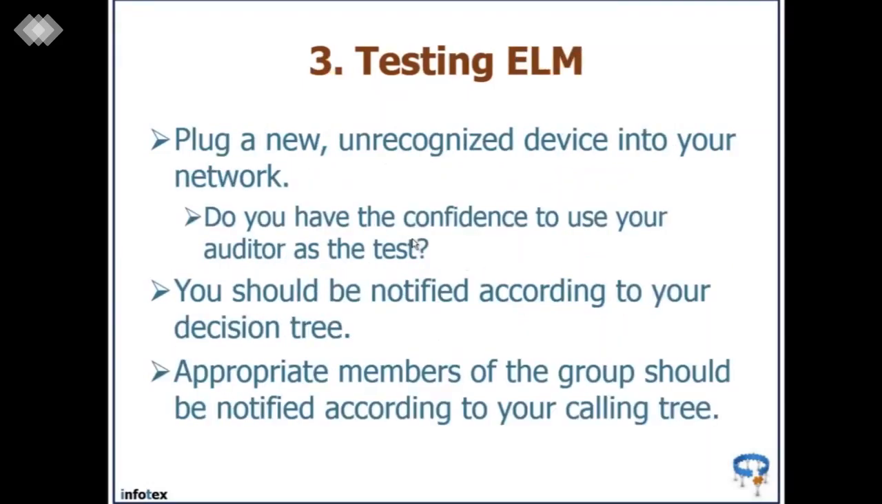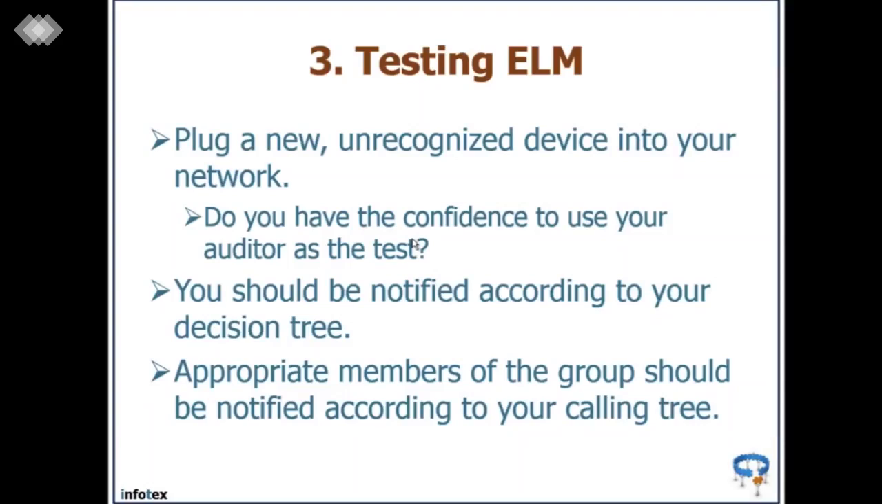Meanwhile, your event log management system is another input that should be tested. And there's a lot of different ways you can do this on your own, starting with the fact that you should be able to test what we call rogue device detection: plug a new unrecognized device into your network, and you should be getting notified in real time, which is usually the way the decision tree is set up for that. And you don't have to worry about being woken up in the middle of the night if you're doing it, because you can plug it in during the day, right?